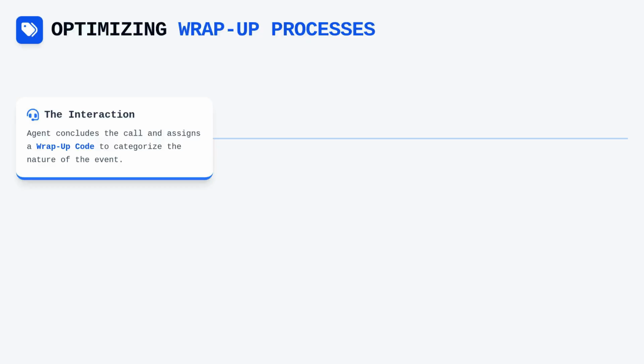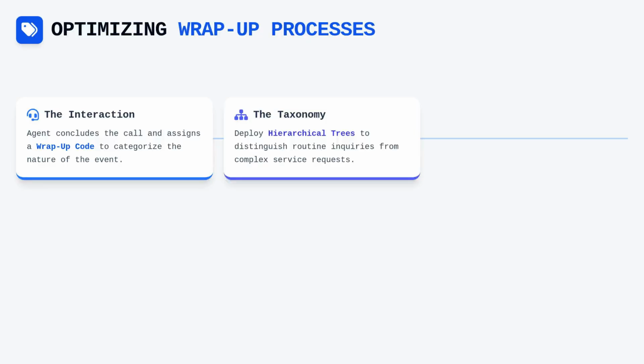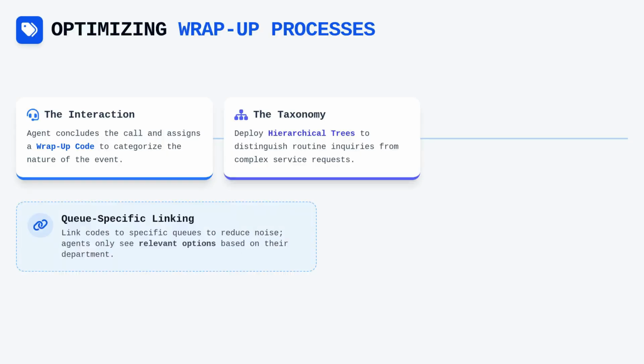To make this data meaningful, you should design wrap-up code trees that are hierarchical and granular enough to distinguish between routine inquiries and complex service requests. These codes are not global by default, meaning you must link them to specific queues based on the needs of the department or business unit. By doing so, you ensure that agents only see the codes relevant to the interaction type they are currently handling, which reduces noise in your datasets.